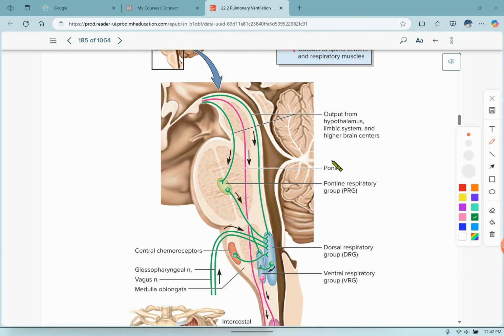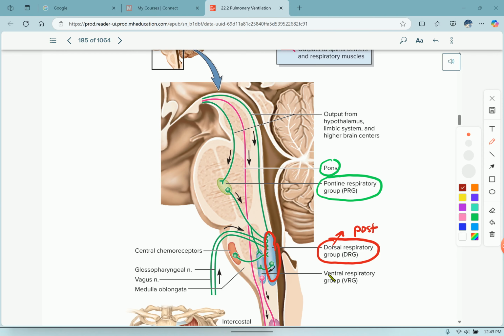Okay, the pons has a specific structure within it called the pontine respiratory group, or the PRG. And you'll notice that some signals go from the PRG down to the dorsal respiratory group, or DRG. Now, it's dorsal because another name for dorsal is posterior, and this structure is literally located posteriorly.